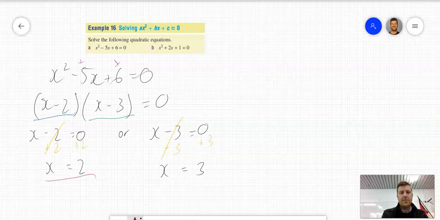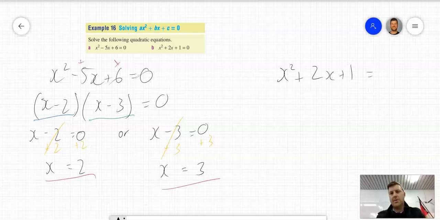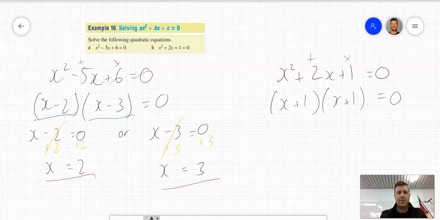Again, two solutions. My final one here is a little bit different. It's a special type of factorizing, but I'm going to use the sum and product method because I find that it works for this type of equation anyway. So x squared plus 2x plus 1 is equal to 0. Now two numbers that multiply to give me 1 and add to give me 2. Well, 1 times 1 is 1 and 1 plus 1 is 2. So they're my two numbers. x plus 1, x plus 1. And you can probably see that it's what we call a perfect square.